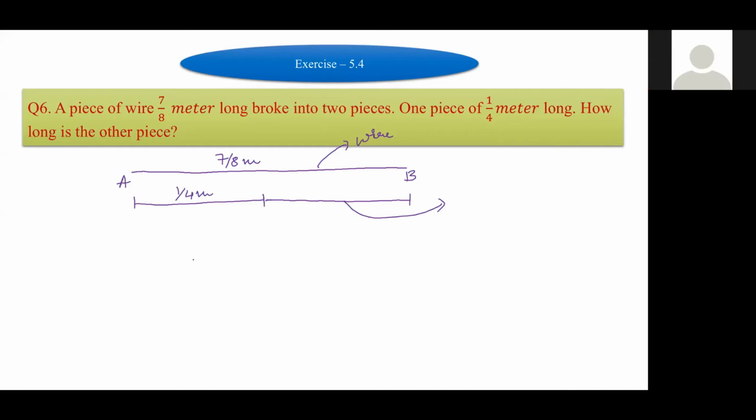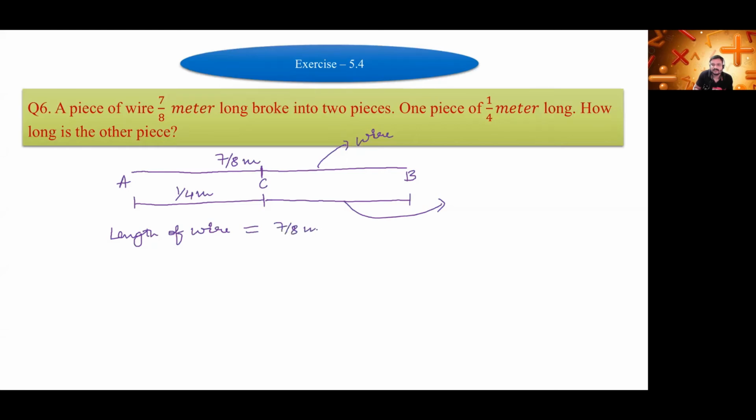Sir, first we have to subtract, and suppose we call this point C. Okay, so first we'll write the given data. What is given? Length of wire. You will draw the figure also here. Length of wire is equal to 7 by 8 meter.